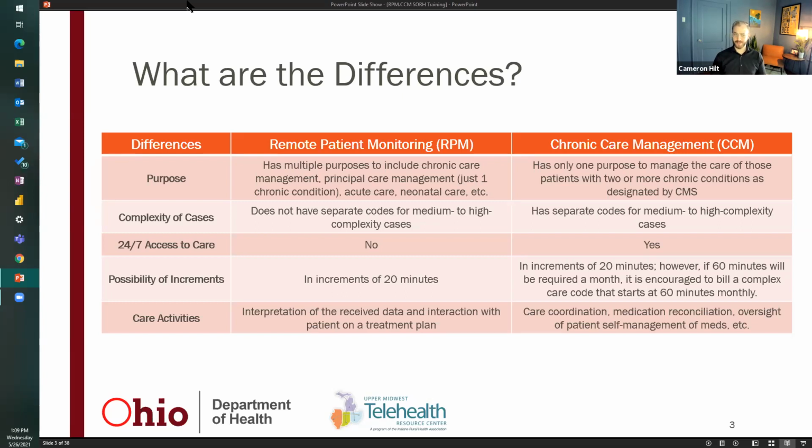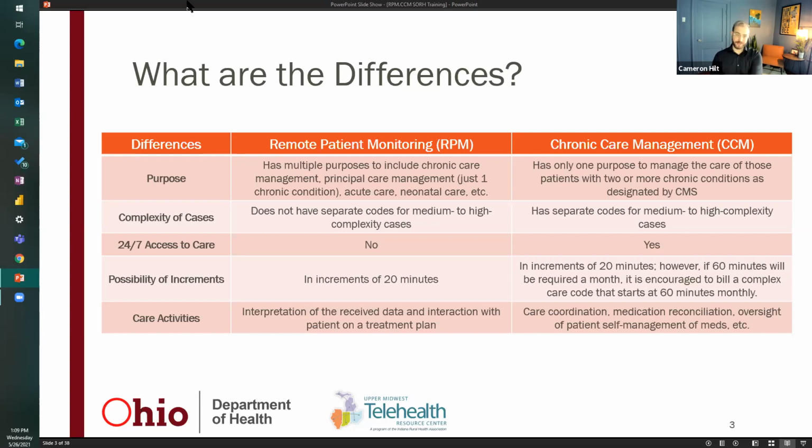The expectation of 24/7 access to care is different between the two services. That is only required with chronic care management. How you bill is a little bit different for both as well. RPM is typically billed in increments of 20. Chronic care management is in increments of 20, but if you have a more complex patient, or if you need to bill for over 60 minutes of care per month, then you need to bill with a separate set of complex care codes.